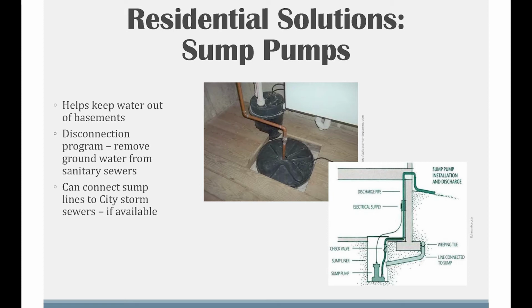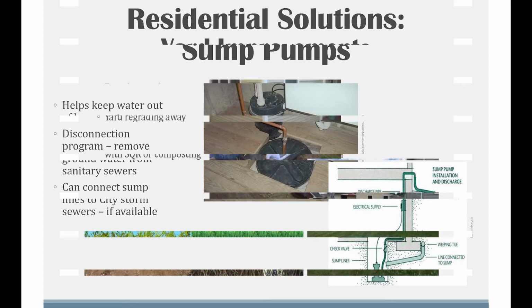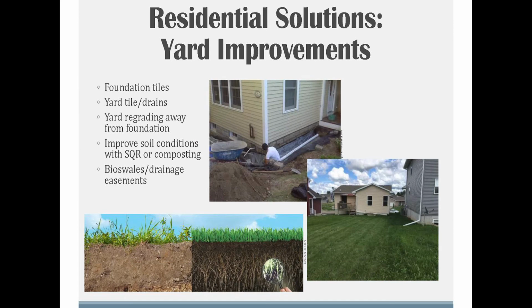And I did want to mention too that you can connect the sump lines to the city storm sewer if that's available on your street. You can always check with us if you're not sure about that. You can try to do some yard improvements, foundation tiles around the house, or yard tiling to take that water away from your home. There's also soil quality restoration, SQR. That's essentially amending your soils so that you don't have just clay and compacted soil with nowhere for that water to go. You can improve those soil conditions to allow the water to infiltrate into your yard instead of running over it.